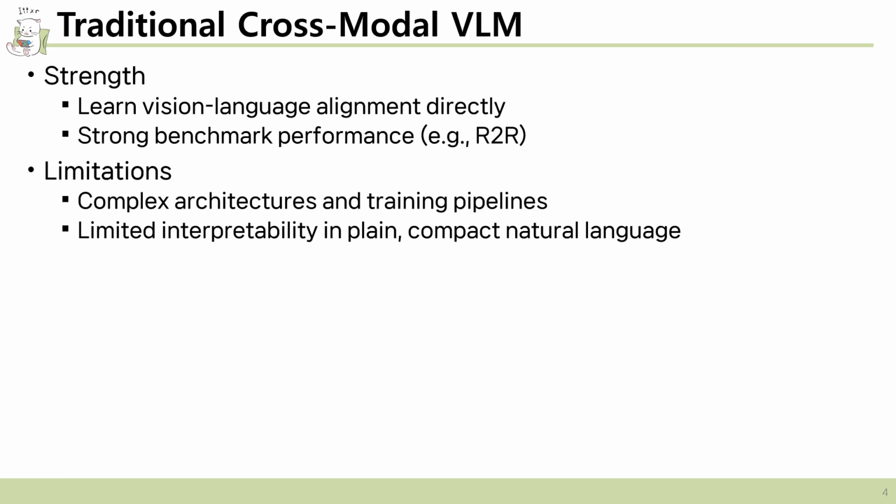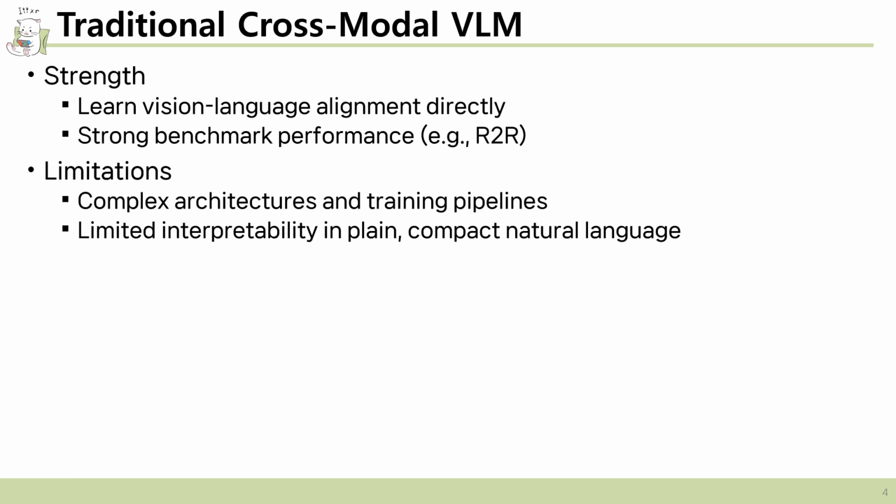Before LLM-based methods, strong VLM models were usually cross-modal models. They learn vision and language together. They take image features and text features and train them to match well. These methods can do very well on common tests like R2R, so they are strong baselines. However, they also have limits.